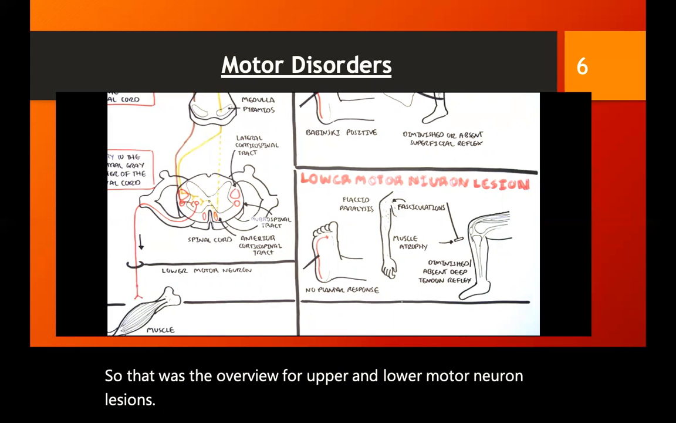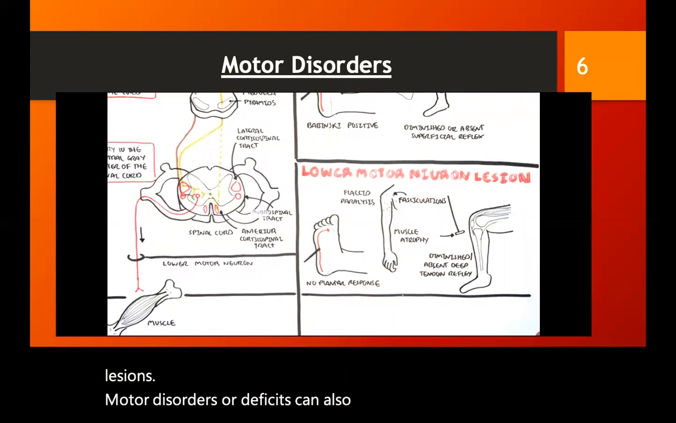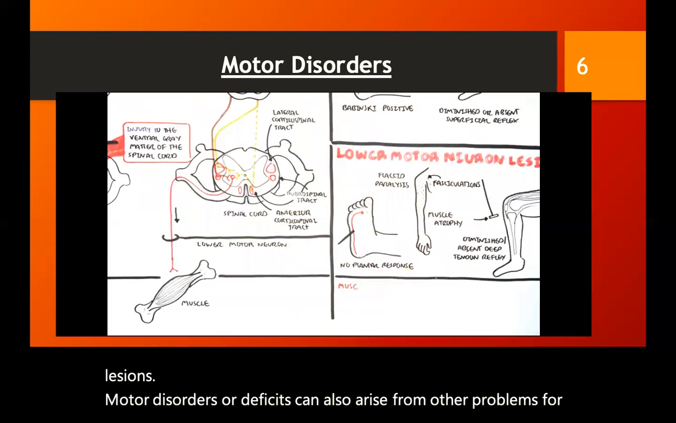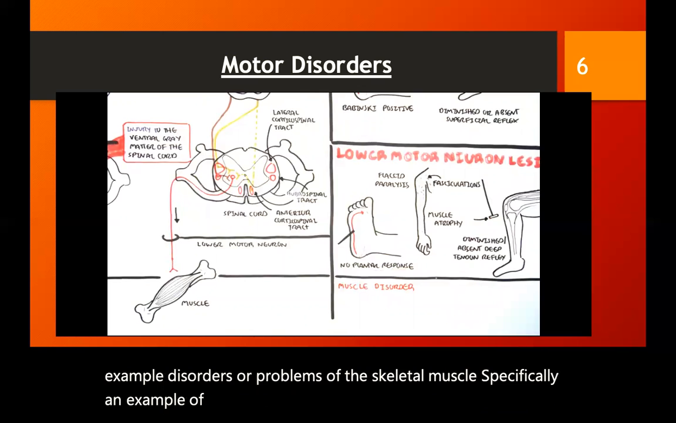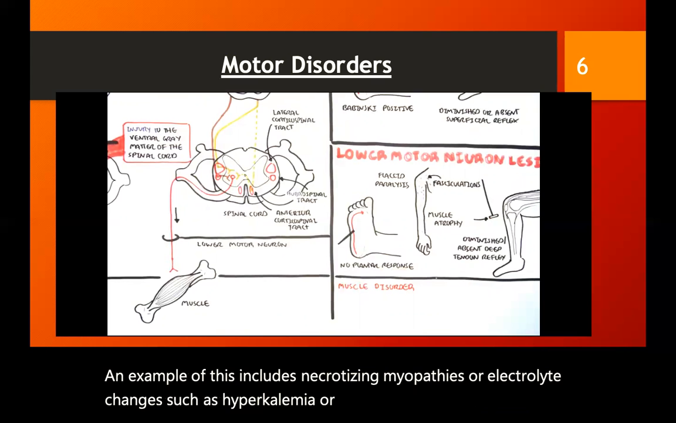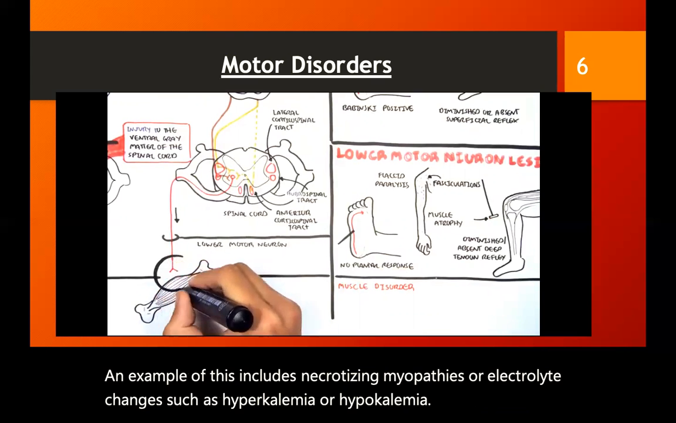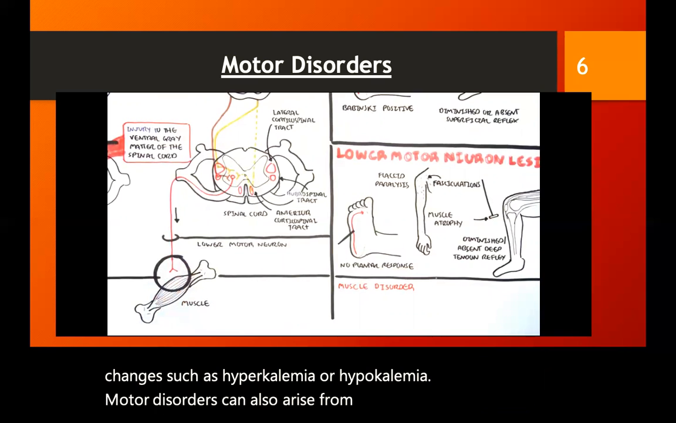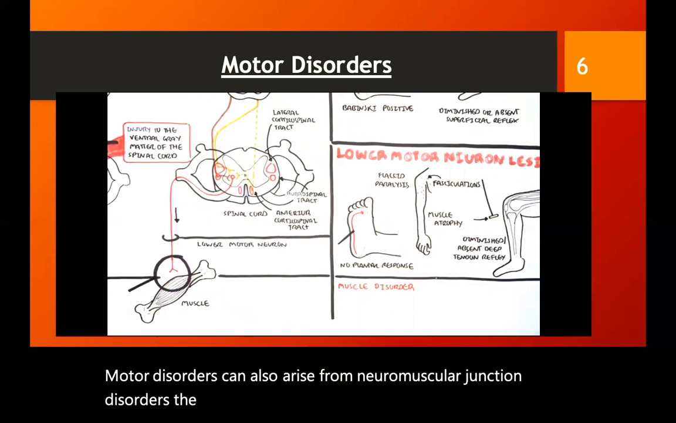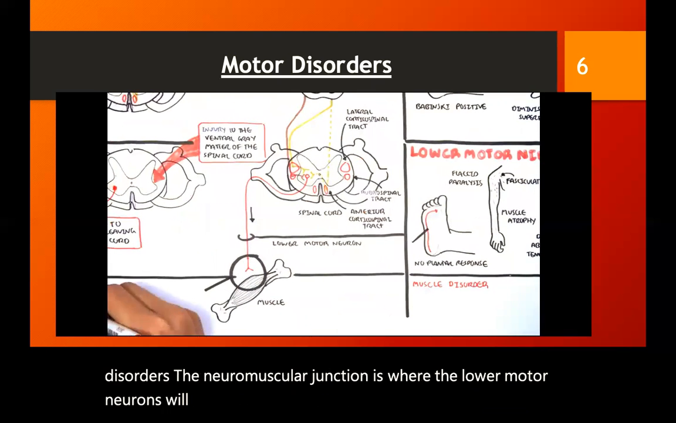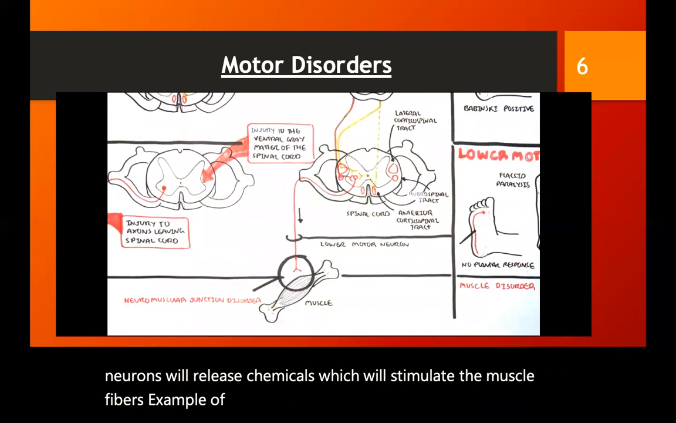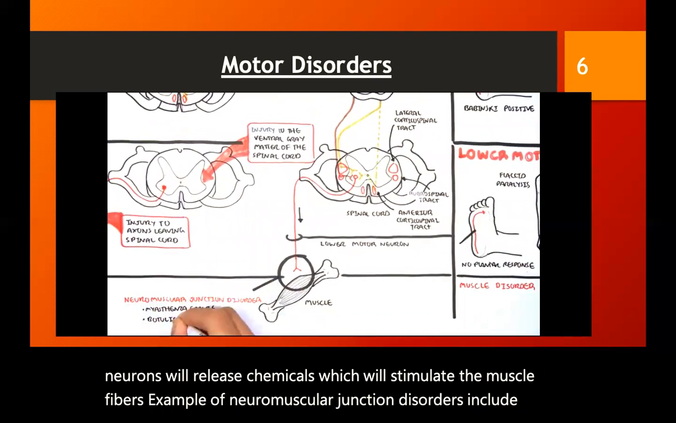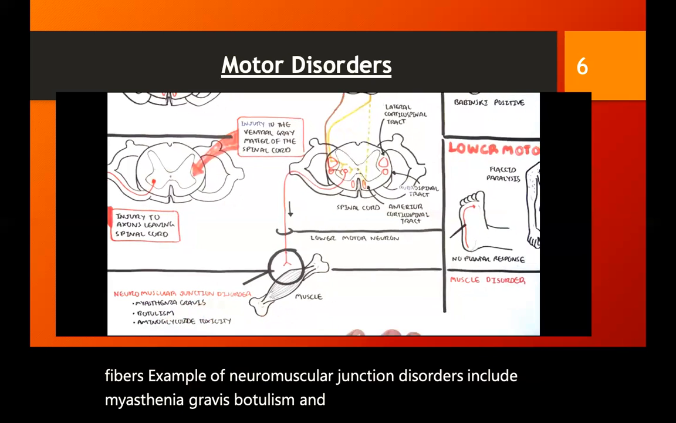Motor disorders or deficits can also arise from other problems. For example, disorders or problems of the skeletal muscle specifically. An example of this includes necrotizing myopathies or electrolyte changes such as hyperkalemia or hypokalemia. Motor disorders can also arise from neuromuscular junction disorders. The neuromuscular junction is where the lower motor neurons will release chemicals which will stimulate the muscle fibers. Examples of neuromuscular junction disorders include myasthenia gravis, botulism, and aminoglycoside toxicity.